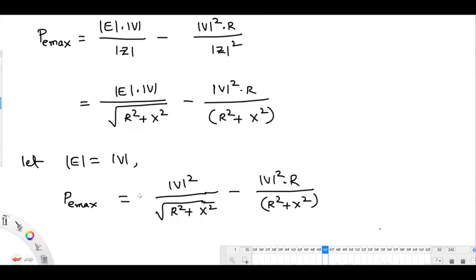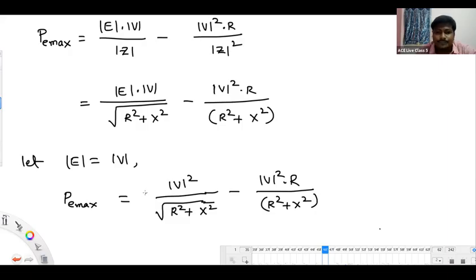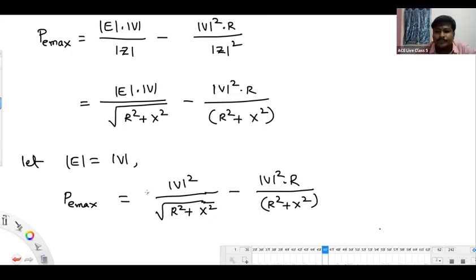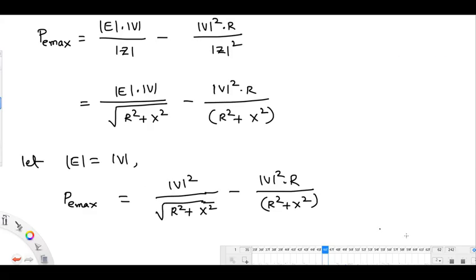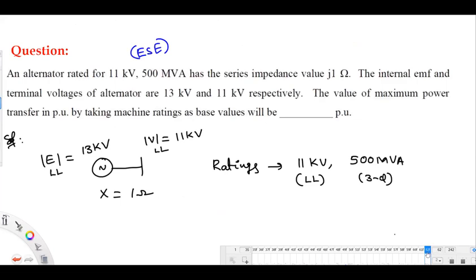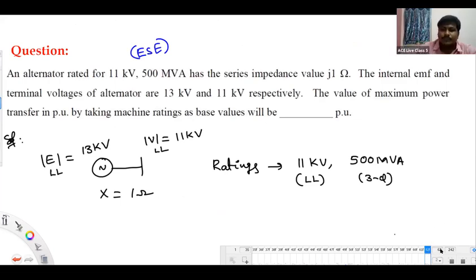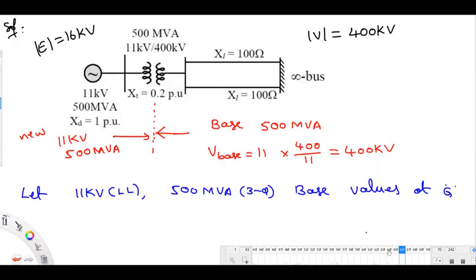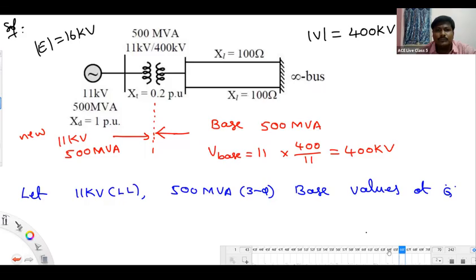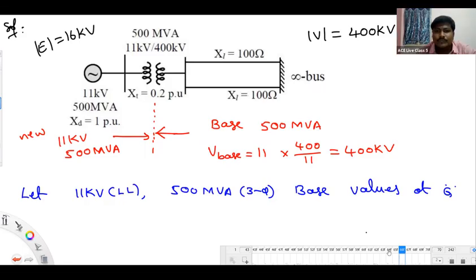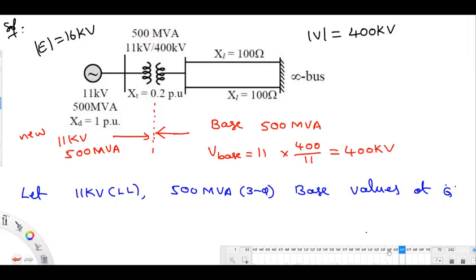Sir, one more is there. Tell me. Sir, in per unit, I'm confused on some point, sir. Can you open that problem? Which problem? There is an 11 kV, 500 MVA, and the transformer is 0.2 per unit. Tell me, what's the doubt you have on that? Sir, I'm confused. The same problem is there in the workbook, sir. XT is given as 1.09 ohms.